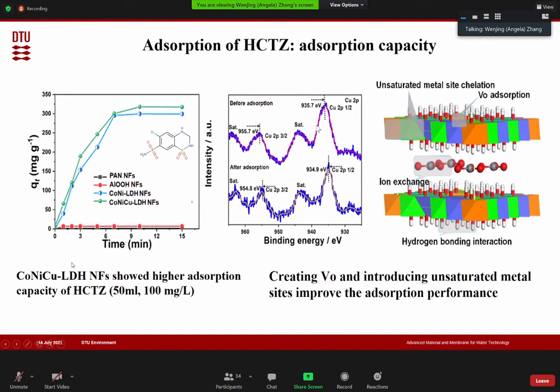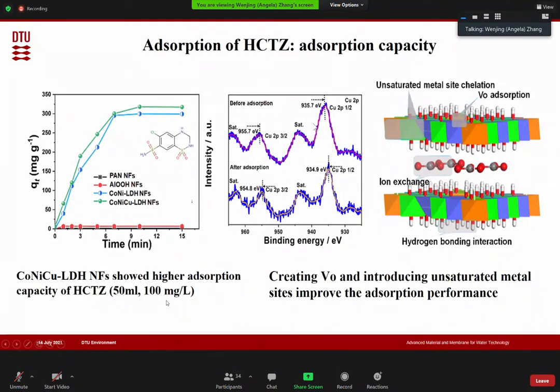On the left-hand side, you can see four different kinds of nanofiber membranes we put into the solution with HCTZ. This is one of the pharmaceuticals used as a blood pressure regulator. And it is found in many places, for instance in Portugal, in Sweden, and in China as well, in our surface water and even drinking water. So that's why we use this chemical in our experiments.